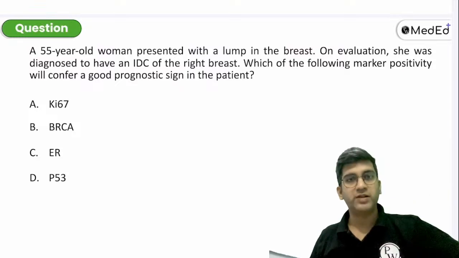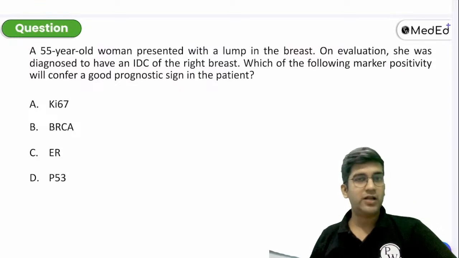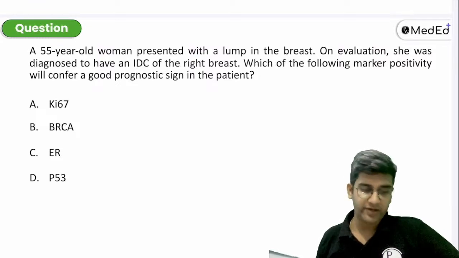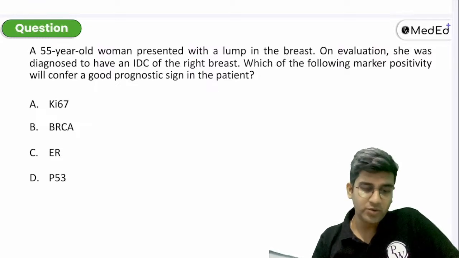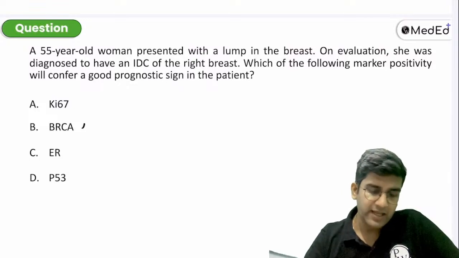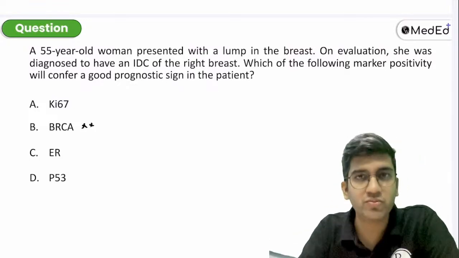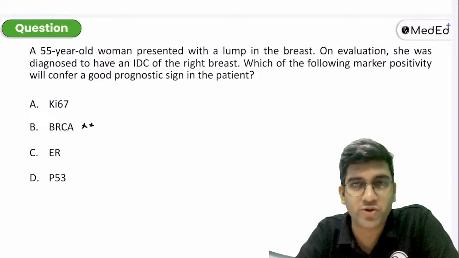So the 55-year-old person with a lump in the breast, evaluation shows IDC of the right breast. Which of these markers confers a good prognostic sign in this patient? Fine. Okay, first question, Nitin, you said it's B, right? If BRCA is positive, let's assume it's the right answer, just to negate your thought process, that's all.